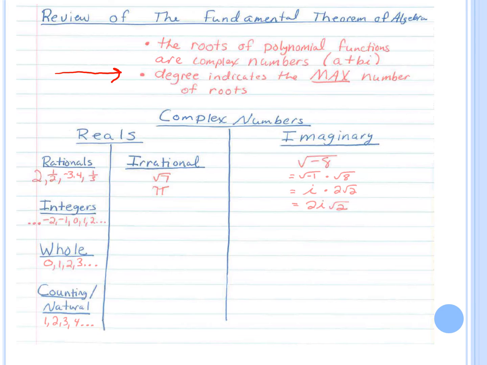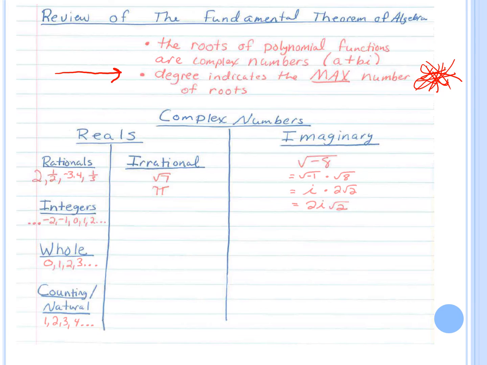What it tells us is that the degree indicates the maximum number of roots. So if you look at the highest degree, that's the maximum number of solutions, roots, and zeros that the polynomial has. So if your biggest exponent is 5, then your polynomial has a maximum of 5. That's the most SRZs that it can have. So that one is super important. You want to remember that for sure.